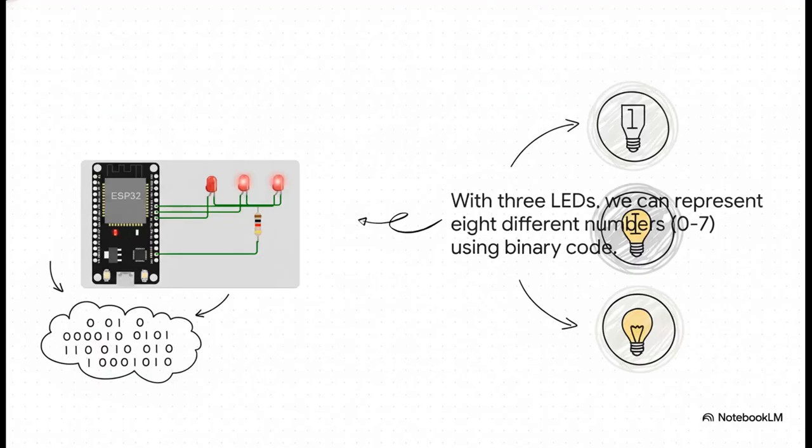With just 3 LEDs, we suddenly unlock the ability to count. See, by treating each light as a bit in a binary number, where off is a 0 and on is a 1, we can represent every number from 0 all the way up to 7. This is the fundamental language that every single computer speaks.